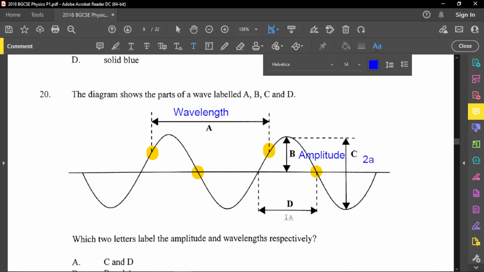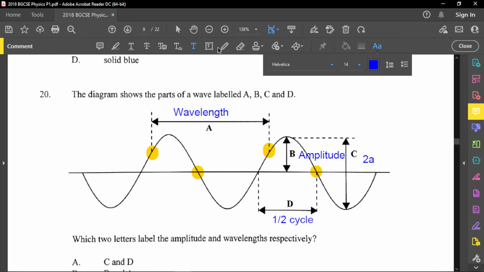Now what is D? Think about what D is. This only shows you from the start of a crest to the end of a crest. Therefore, this is half of a cycle of a wave, because a total crest and a total trough will give you one complete cycle. So this is a half cycle of a wave.